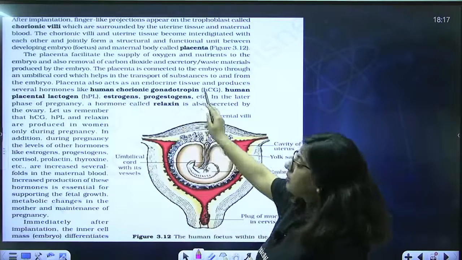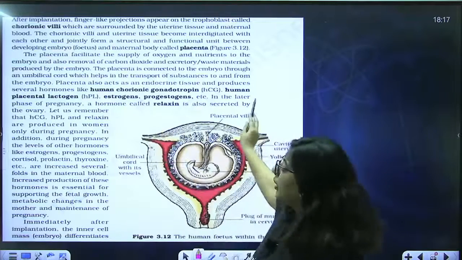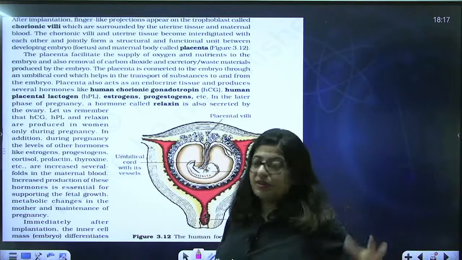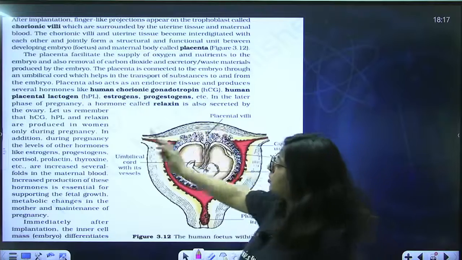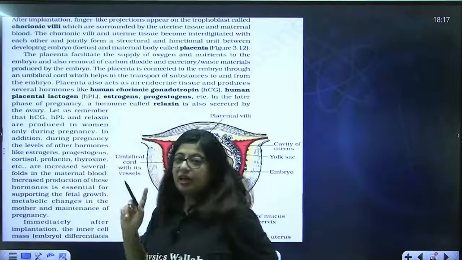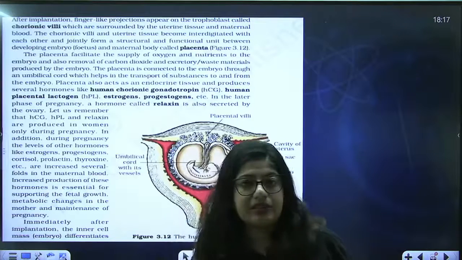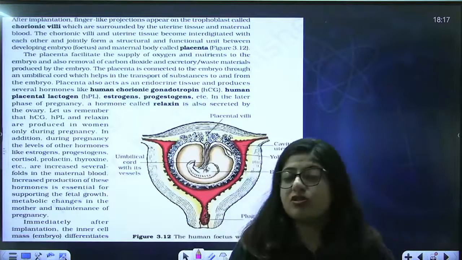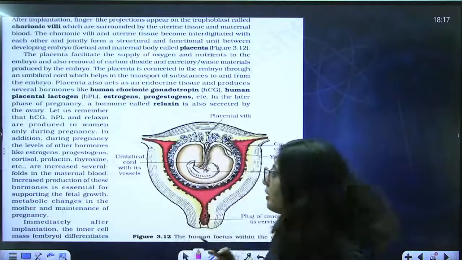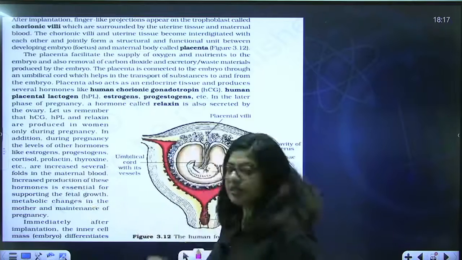Now, the placenta, because it's an endocrine tissue, secretes hormones like HCG, HPL, estrogen, progesterone. In the last phases, relaxin will be released, as I have told you, because it helps in parturition. Relaxin is also secreted by the ovary. Let us remember that HCG, HPL and relaxin are produced in females only during pregnancy, because HCG and HPL are secreted by the placenta, and the placenta is only in pregnancy, and relaxin also helps in parturition. So, there is no role in a normal non-pregnant female. So, these hormones will always be released in pregnancy. In addition, during pregnancy, other hormones like estrogen, progesterone, cortisol, prolactin, thyroxine will also increase.